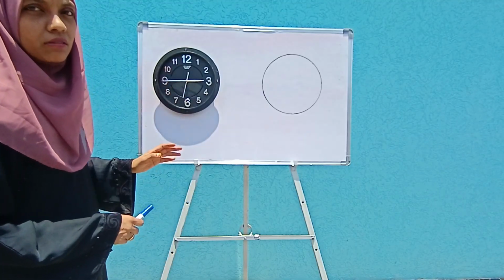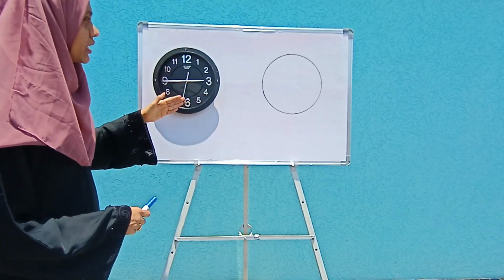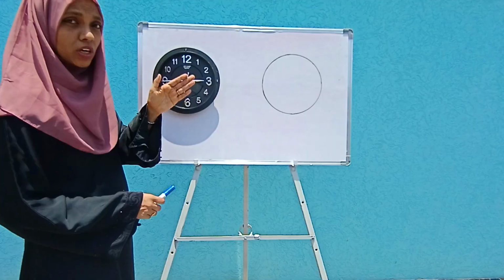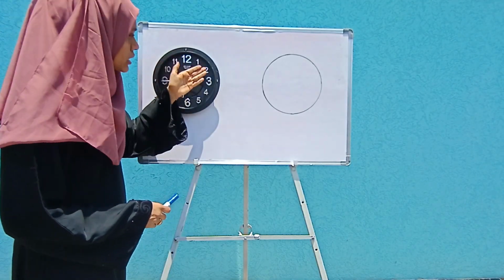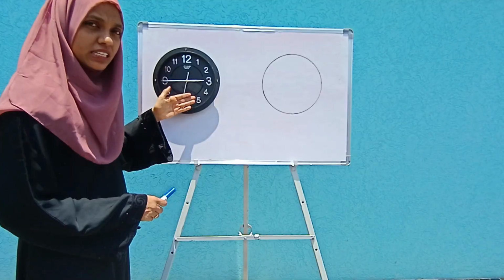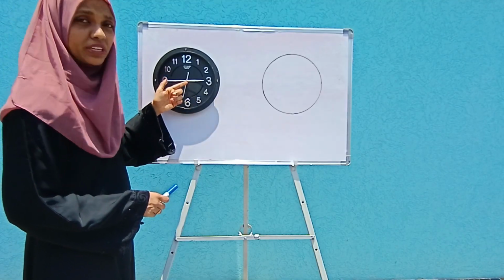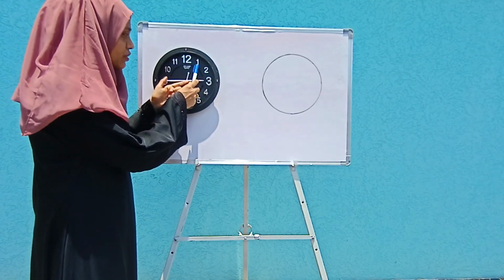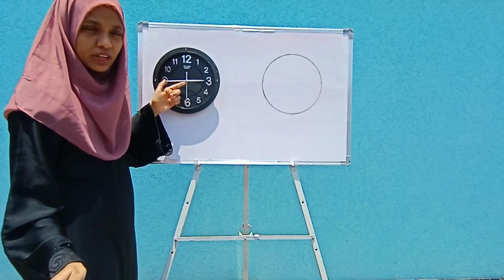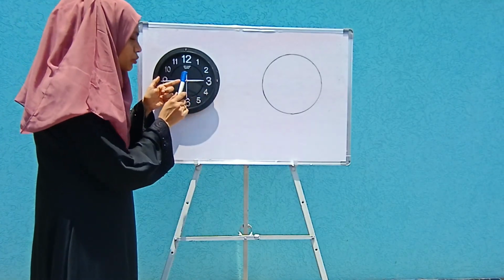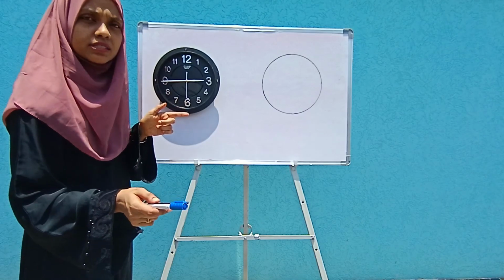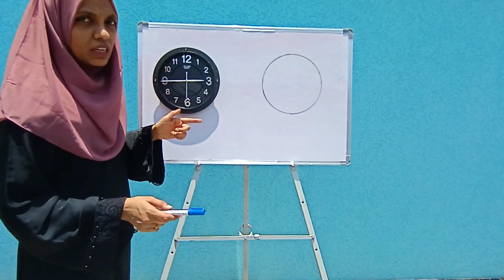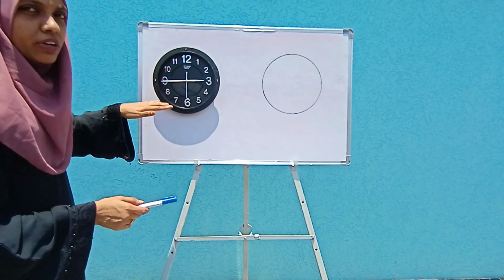center. Wait, the points on the boundary. Let's say the points on the boundary given on the clock are 12, 1, 2, 3 and so on. Points on this boundary are equidistant from the center. We know what the center is over here, right? That means the distance from the 1 to the center is equal, and the distance from the 2 to the center is the same. The distance from the 3 to the center is again the same.